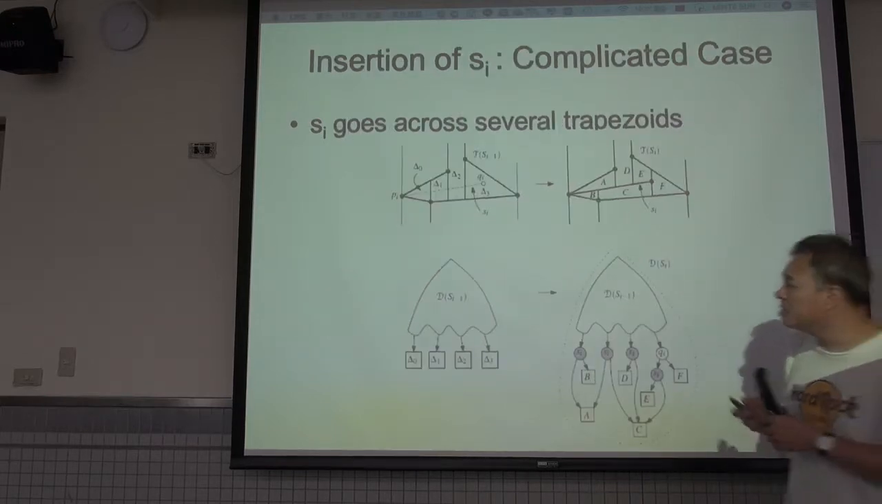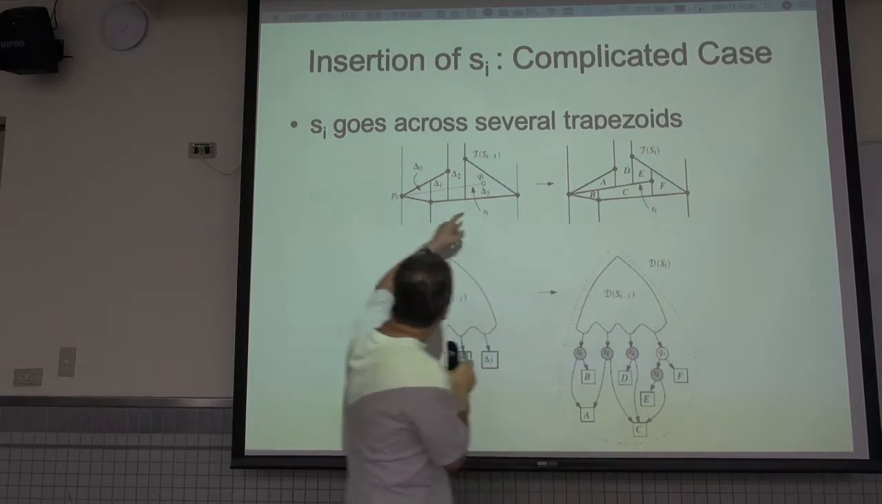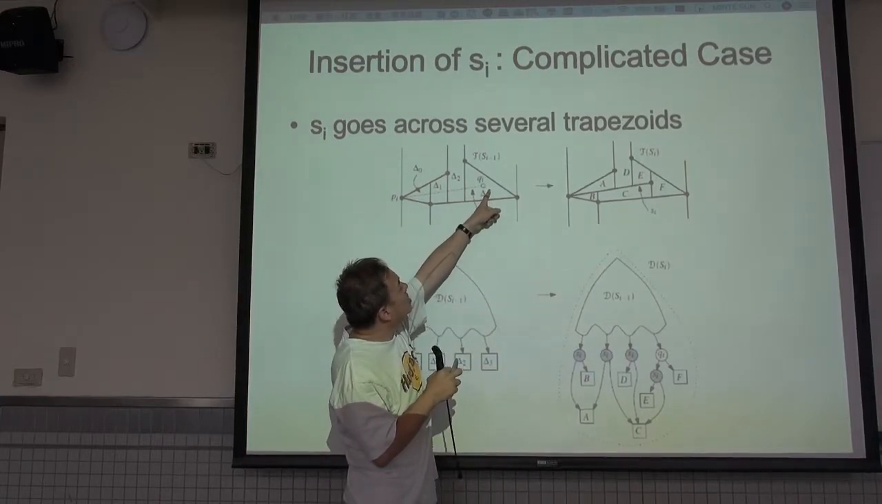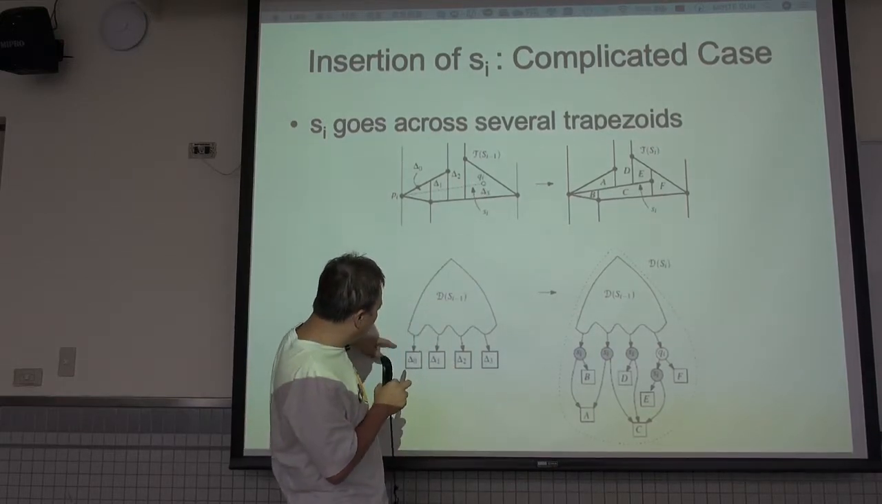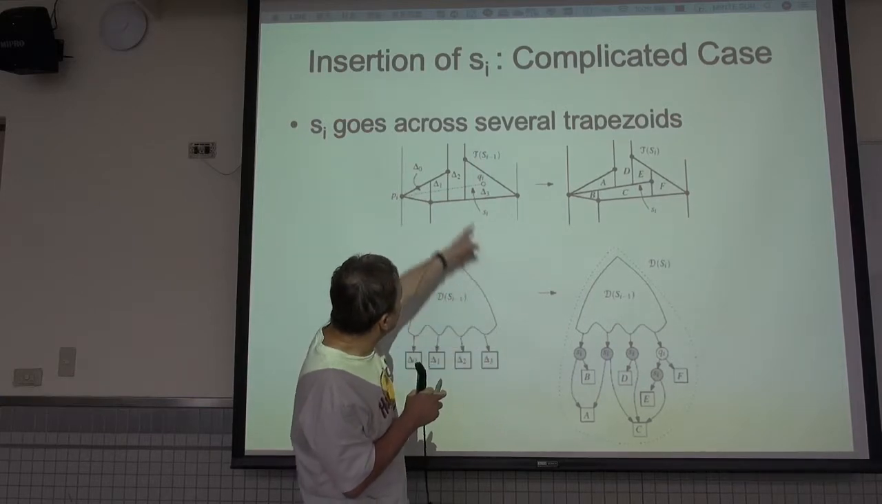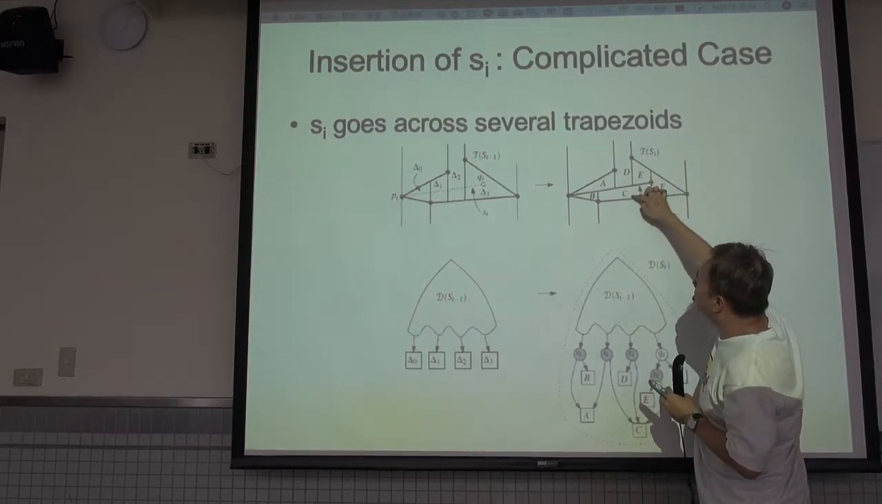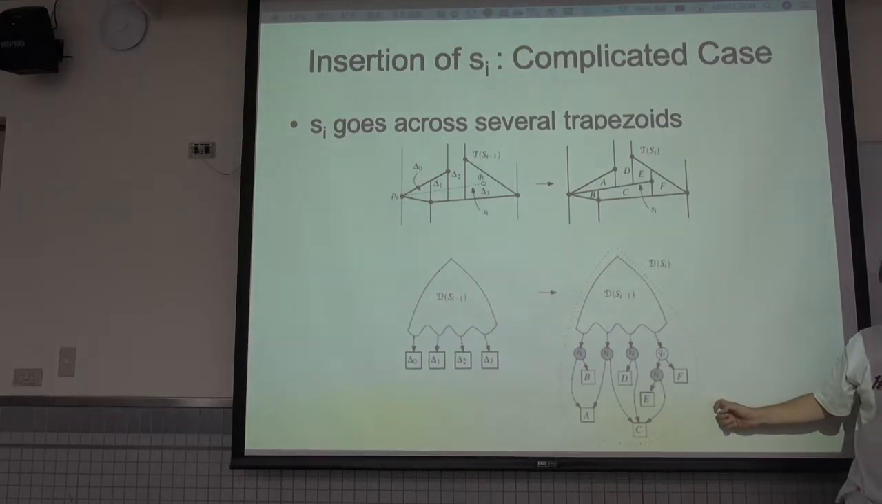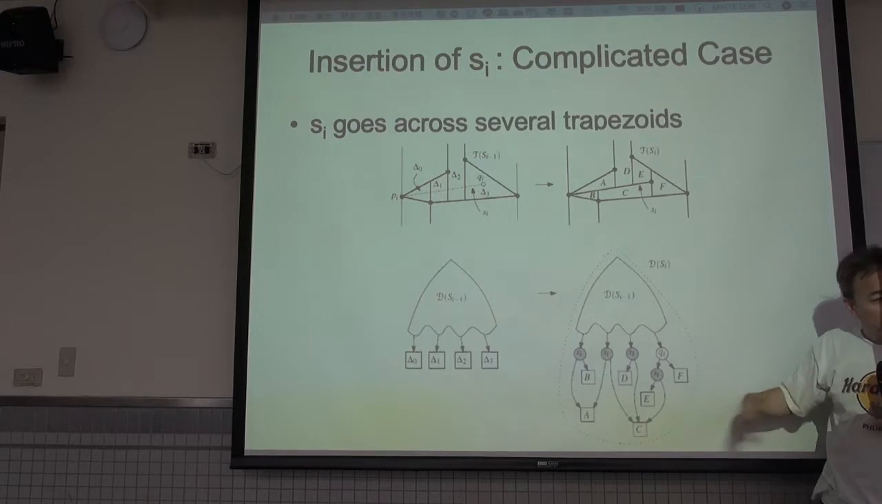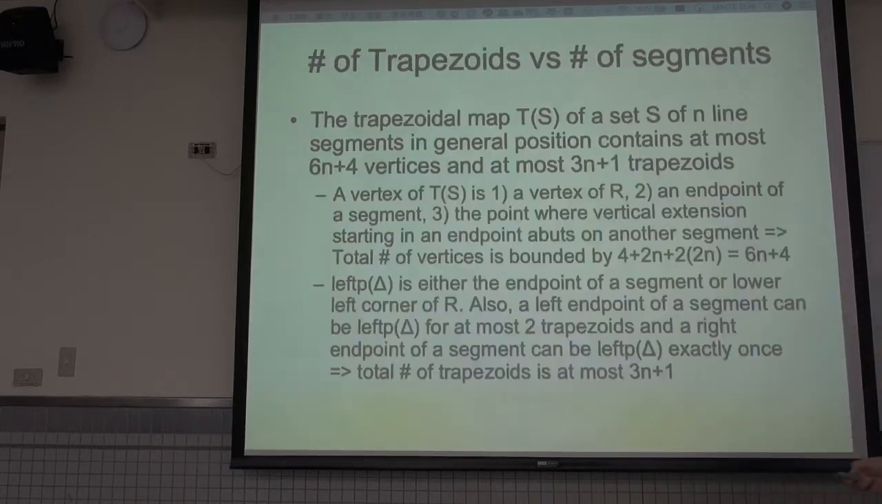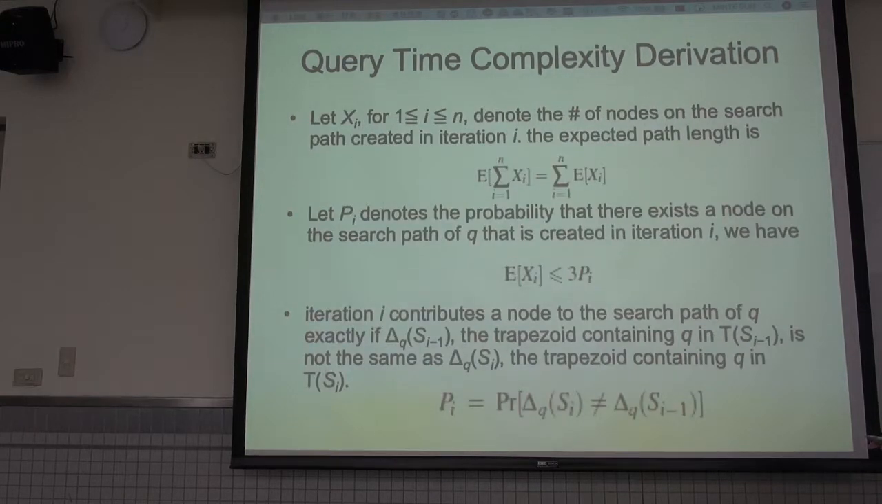Same thing. Assume that Q is here, before we add Si. Now, after finishing adding Si, this delta 3 is no longer there. It's replaced by this E, F, and part of the C, right? So it'll be different. That's what we are talking about here: it's not the same as the trapezoid that contains Q after we add Si.